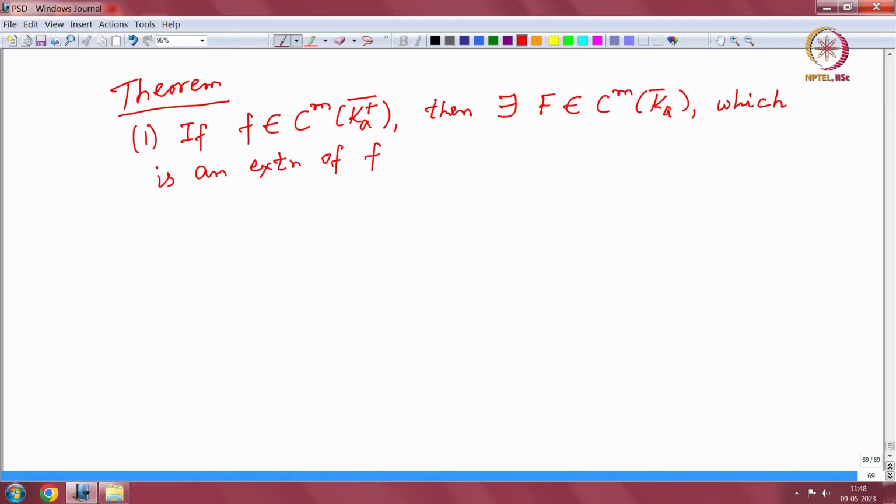Okay. So, in the process we will also make some estimates. So, that is in the same class. If the given F is in the class C^m, then the extension is also in the same class.